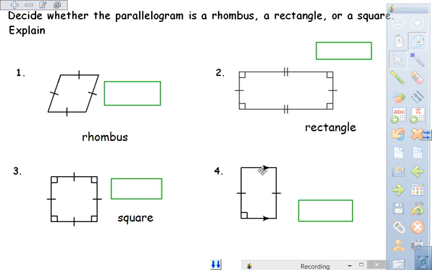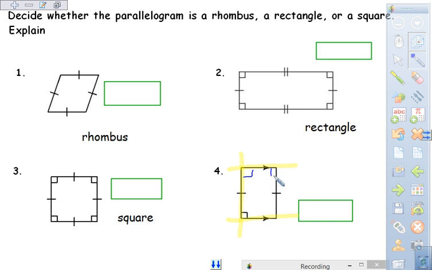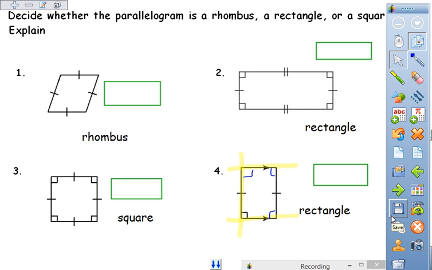Number 4, I see 1 pair of parallel sides, and I see opposite sides equal. So if we think in terms of parallel lines and a transversal, same side interior angles have to be supplementary, so this one would also have to be 90. And we can also say that these would have to be 90. So I would say we are working with a rectangle.